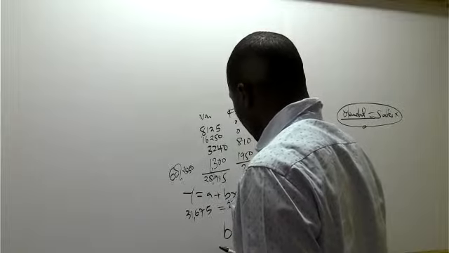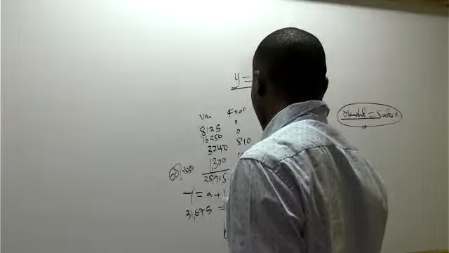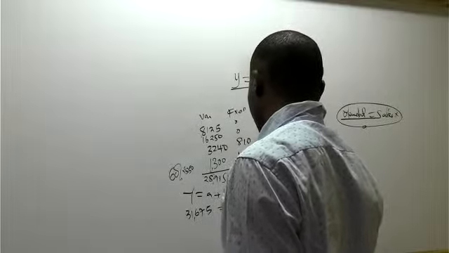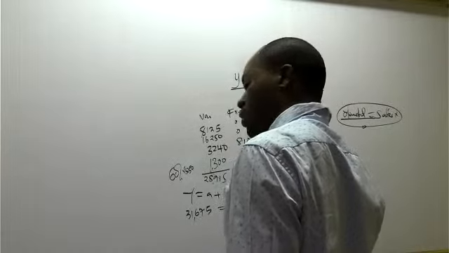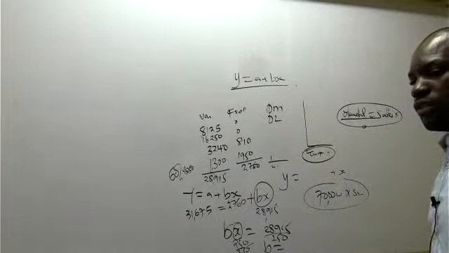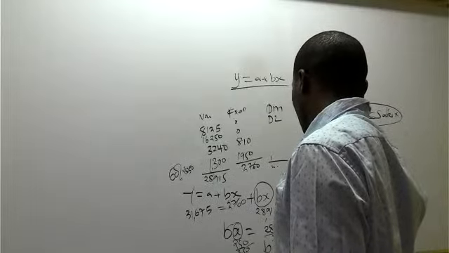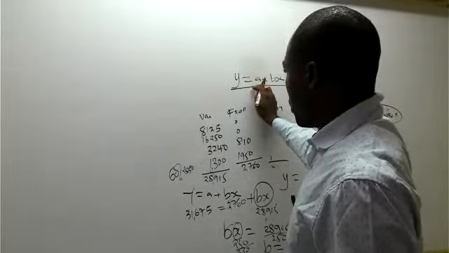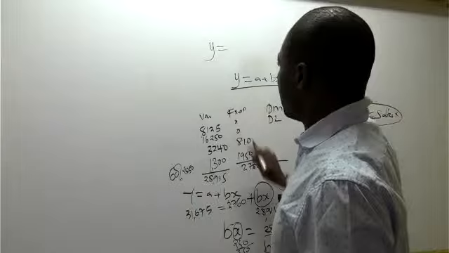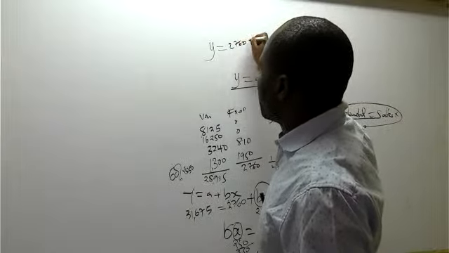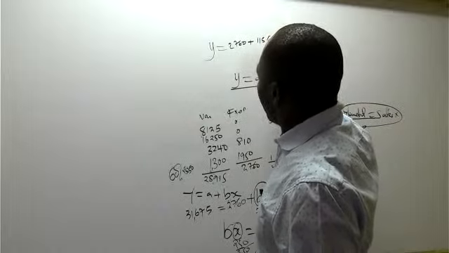Umebaki na b. So 250b is equal to 28,915. What is the value of b? Divide both sides by 250. What is the value of b? 115.66. Now come back to your cost function. Y is equal to total fixed cost which will not change, 2760 plus variable cost 115.66x.